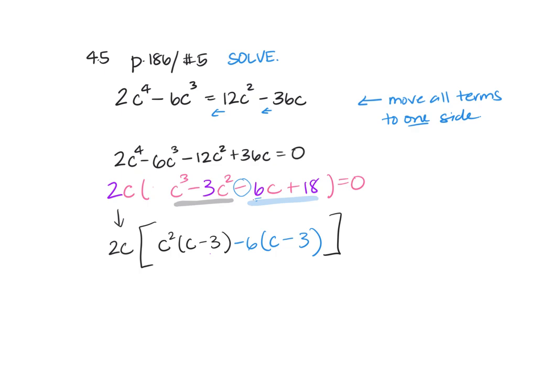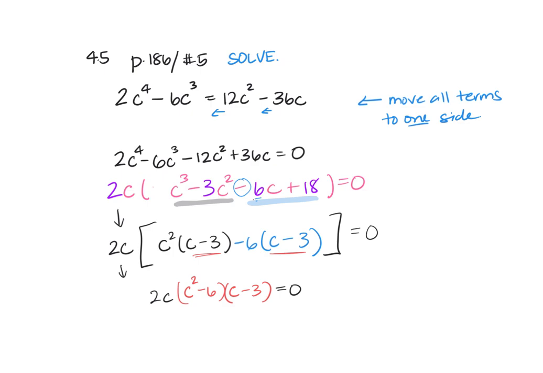Well, you can see where this is going. You can see that you have some things in common. Since those two are the same, we can factor this, and it's going to become c squared minus 6, times c minus 3, and we carry down this 2c. It all equals 0. So now all we have to do is set each piece equal to 0.